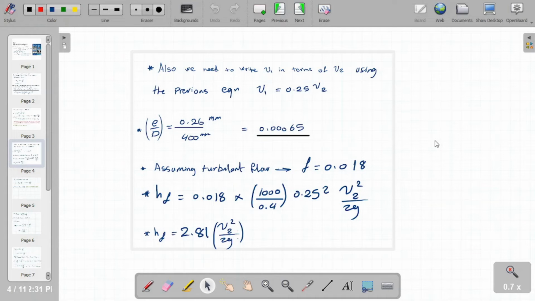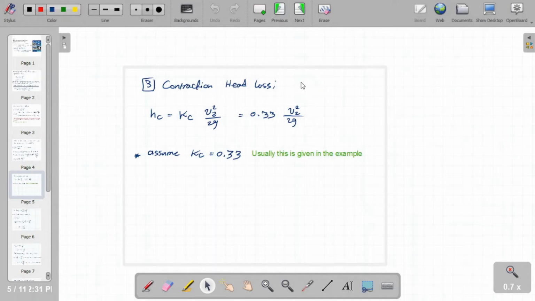So how we did this is we said that these two pipes are in series, so therefore the flow is considered to be equal in both of these pipes. So we can find the head loss in the first pipe due to friction. Now we have contraction head loss, and the contraction head loss is equal to Kc, which is the contraction coefficient, times the velocity squared divided by 2 times the gravity acceleration.